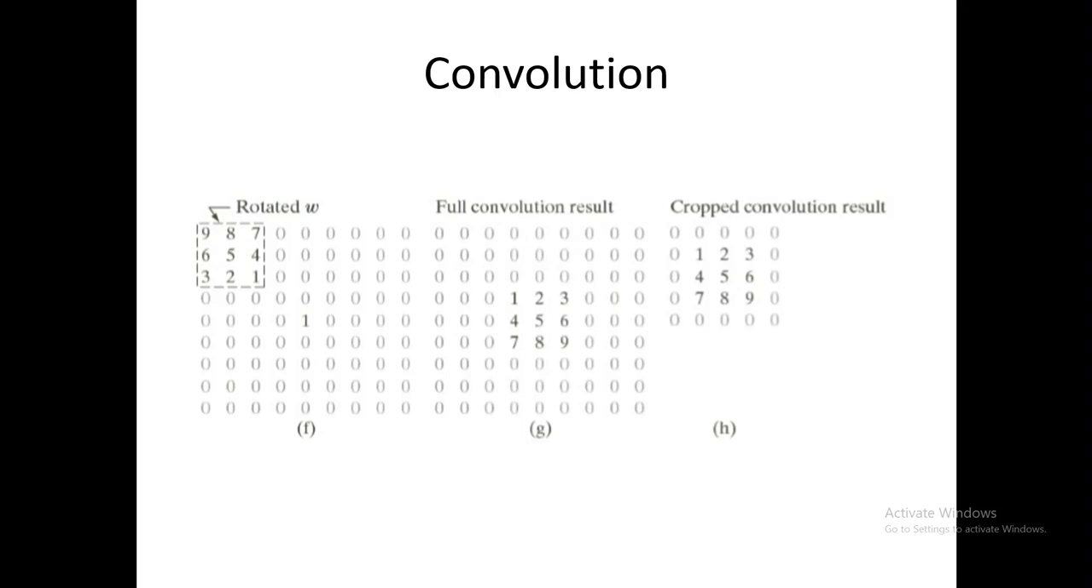So we can see here the result of convolution. We have w, and we have the rotated or flipped w, and after we perform the convolution operation we get the result, which is just the flipped version of the correlation. In the result here it is 1 2 3 4 5 6 and 7 9. However, in correlation it was 9 8 7 6 5 4 and 3 2 1.